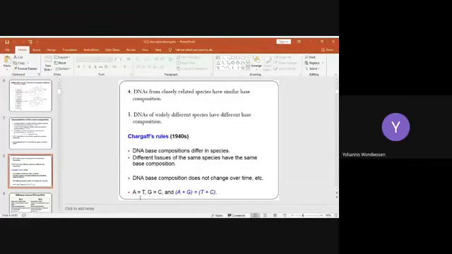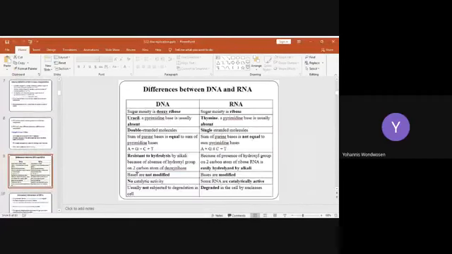I told you that one. Adenine is always equal to thymine, and guanine always equals cytosine, and they can make a pairing. Those all are under Chargaff's rule.